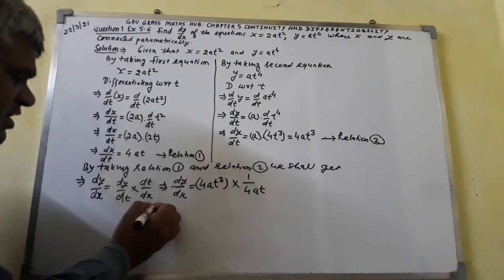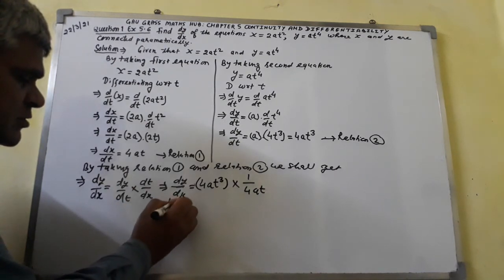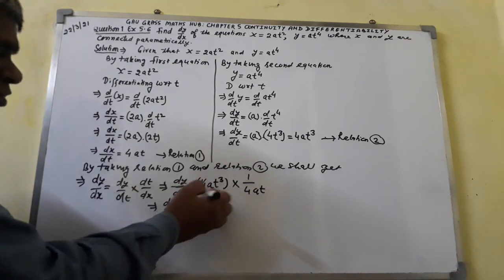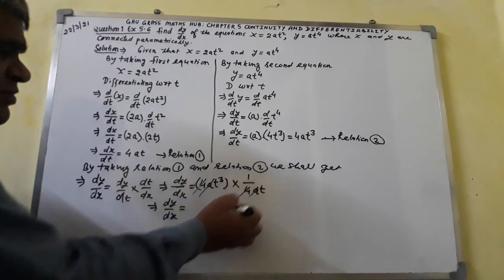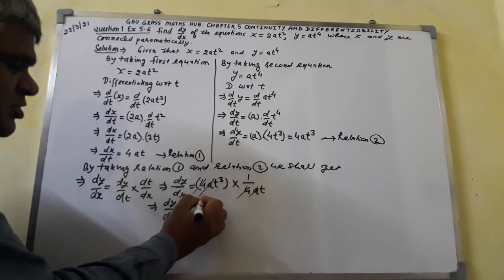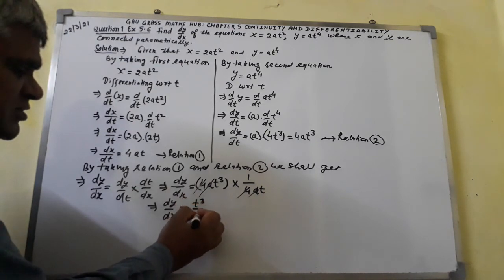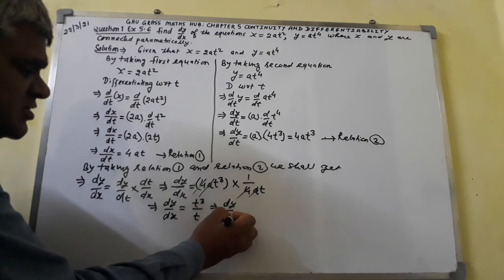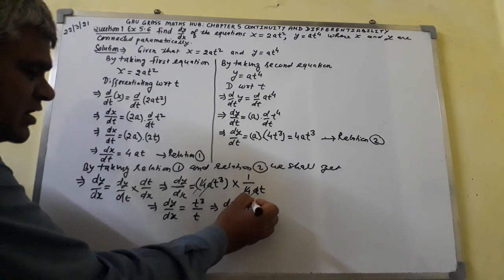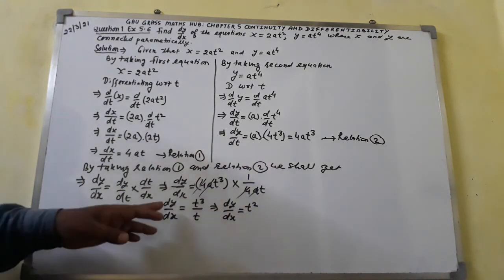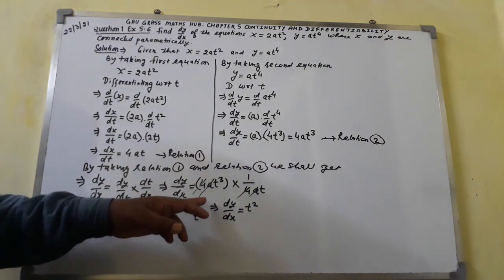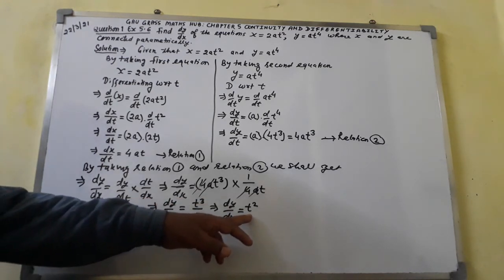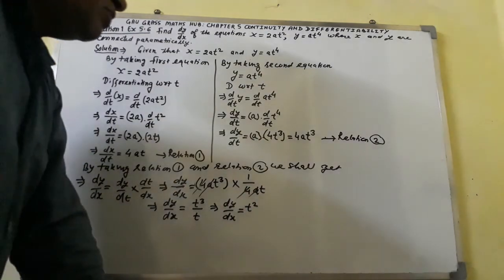So here again I shall write, implied that dy over dx is equal to, this 4 will be cancelled out, this a will be cancelled out. Here we will get t raised to the power 3 over t, which comes out to be t square. Dy over dx equal to t raised to the power 3 over t, implied that dy over dx equal to t square.